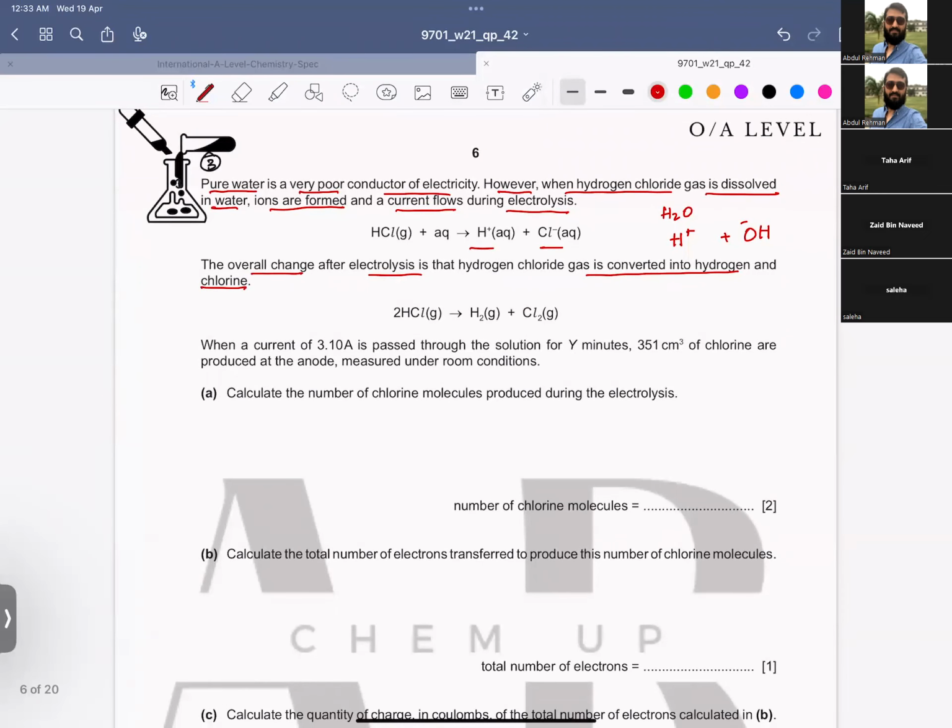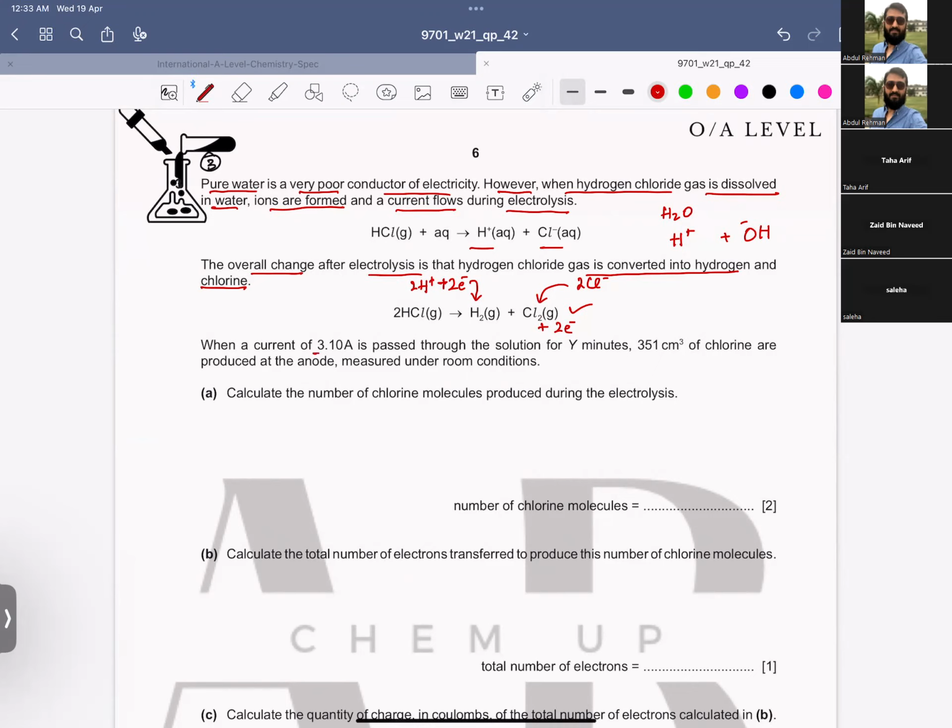So here we have an overall reaction. If I split this, I would find that 2 moles of hydrogen ions gain 2 moles of electrons and form hydrogen gas. In the same way, 2 moles of chloride ions lose 2 moles of electrons and form chlorine gas. So that's the reaction taking place during the electrolysis.